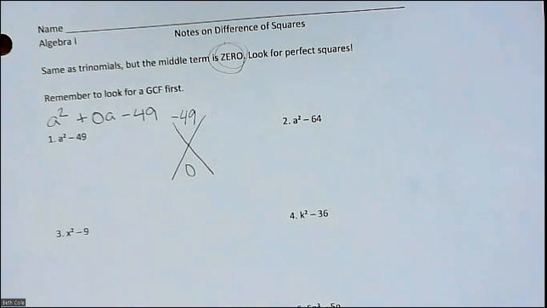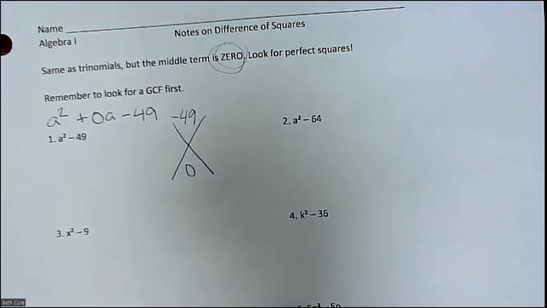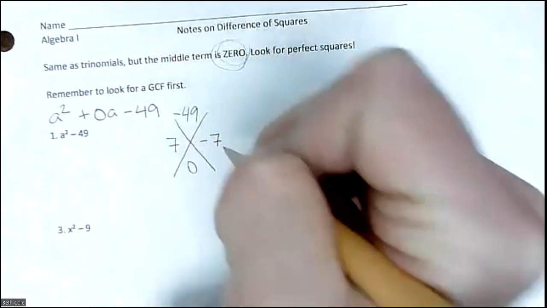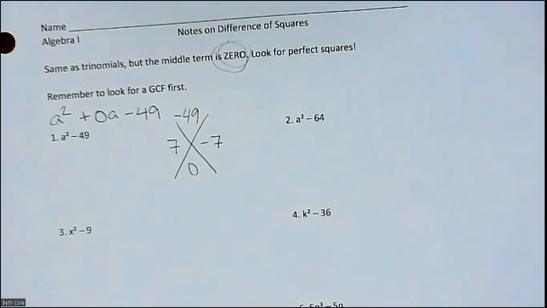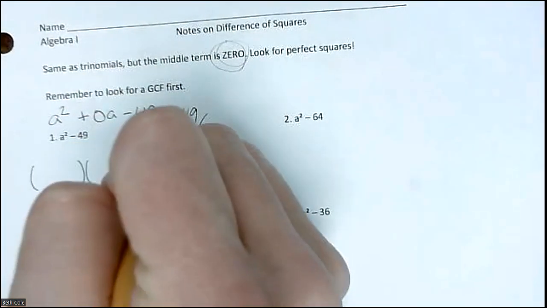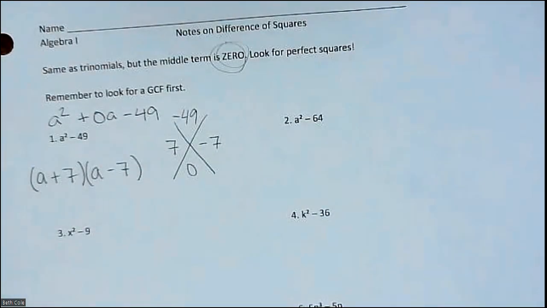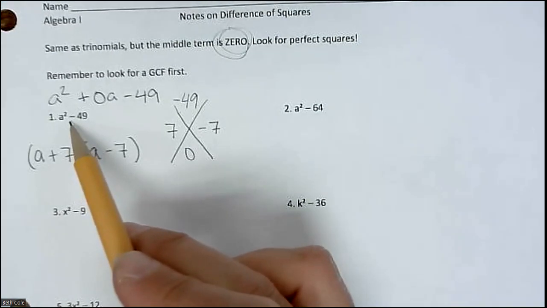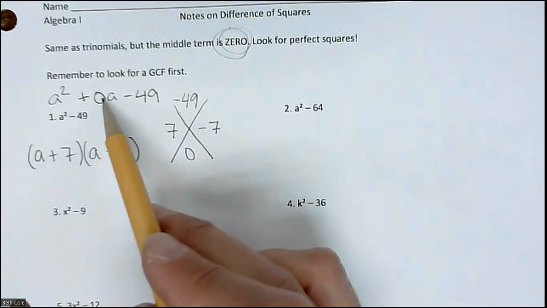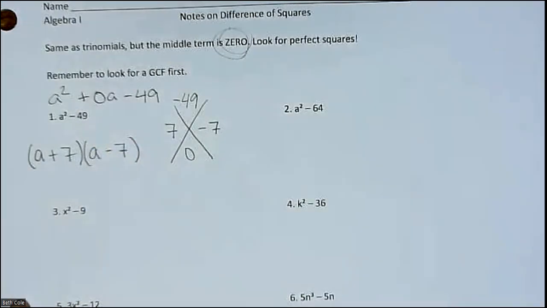Can you think of numbers that multiply to be 49? Good. 7 and negative 7. Do you see how 7 minus 7 is 0? All right. So you would draw your two parentheses and you would have a plus 7 and a minus 7. And that's the answer. There is no a's in the middle. So it's missing. You're just trying to get it to be 0.